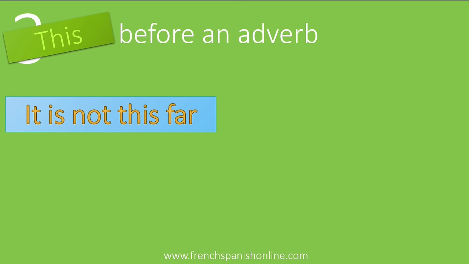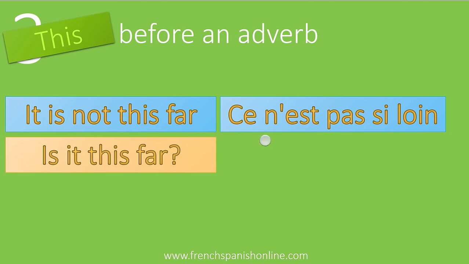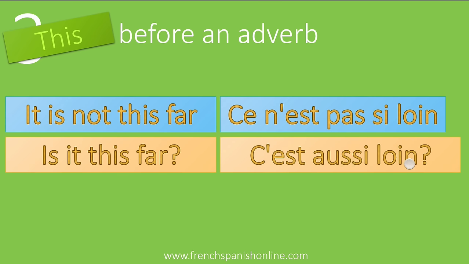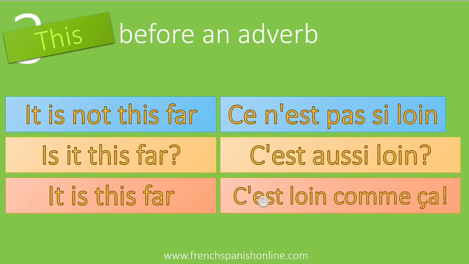So it is not this far, we say ce n'est pas si loin in French. Ce n'est pas si loin or ce n'est pas aussi loin. Is it this far? The question is, c'est aussi loin? You can also add que ça at the end. C'est aussi loin que ça, or c'est si loin que ça. It is this far, the affirmative sentence. The translation is different. This time we say c'est loin comme ça.